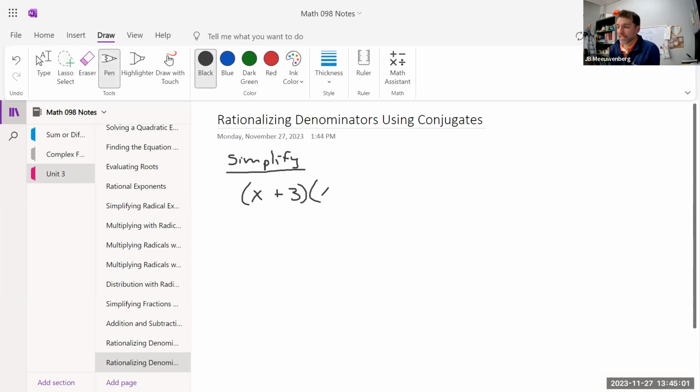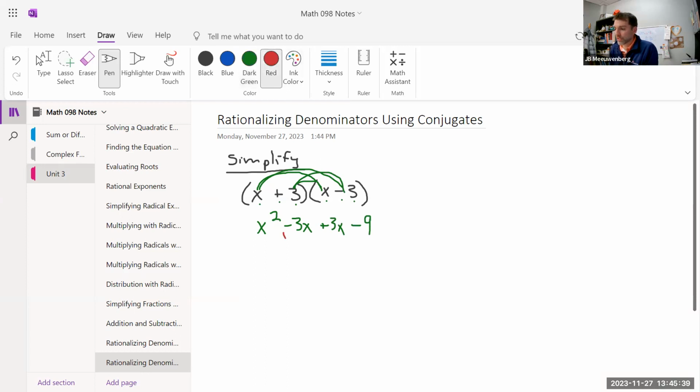x plus 3 as a binomial grouped times the quantity x minus 3. So this should look familiar to you. What we have is a binomial with the terms x and 3 in both of them, but one's plus and one's minus. So when we do the process of FOIL or binomial distribution, we should get this. x times x is x squared. x times minus 3 is minus 3x. In the middle, we have 3 times x, which is plus 3x, and 3 times minus 3 is minus 9.